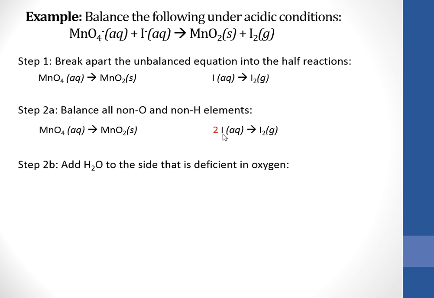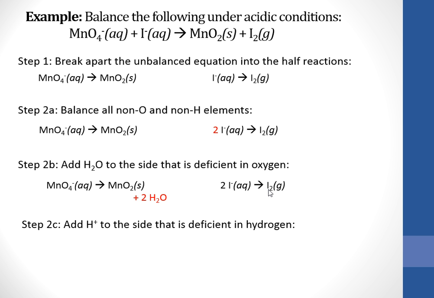In step 2b, we have to add H2O to the side that is deficient in oxygen. In our first half reaction, permanganate has 4 oxygens, whereas manganese(IV) oxide has only 2. Therefore, we have to add 2 waters to the product side to balance out the oxygens. In our second half reaction, there are no oxygens on either side of the equation, so this step is not needed.